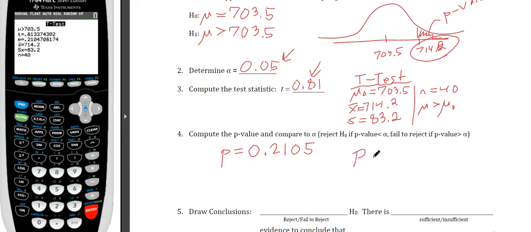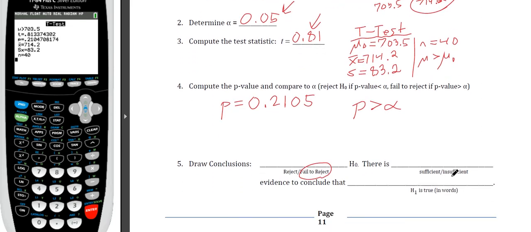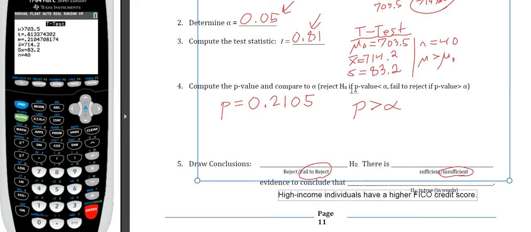And since the p-value is bigger than alpha, that means that we are going to fail to reject our null hypothesis, stating that there is insufficient evidence to claim that, I'll type it here just to have more room, that high income individuals have a higher FICO credit score. All right. So that's how I would try to interpret that.